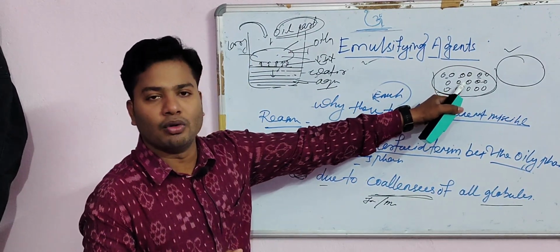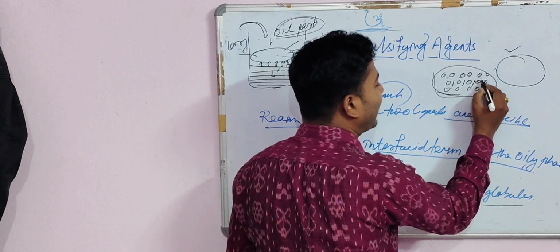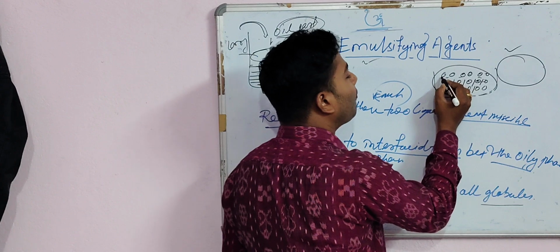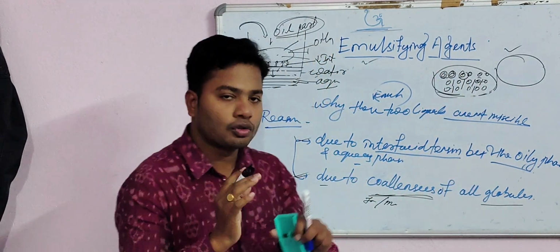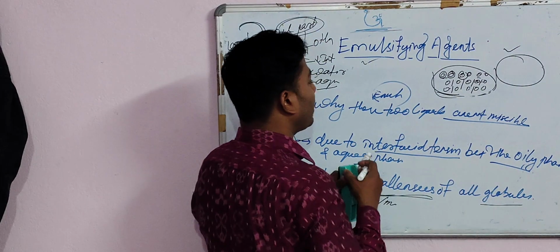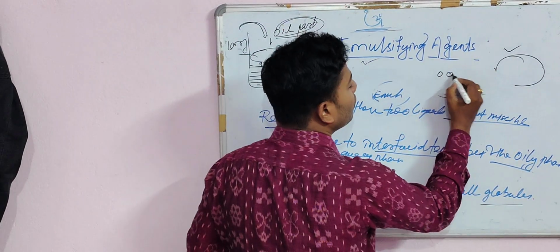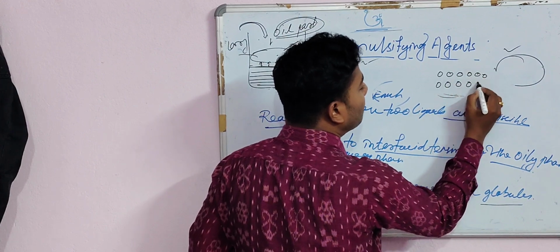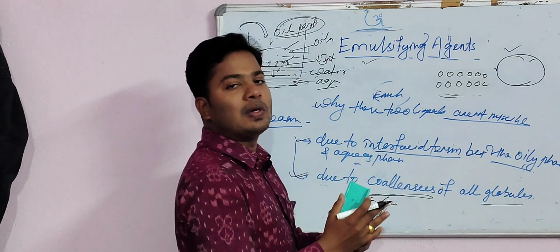So how do we prevent recoalescence of each and every globule? I create a barrier in between the globules, or I create a film on the surface of the globules. Clear? Listen carefully. These are the small globules. After recoalescence, they form large globules and lead to separation.